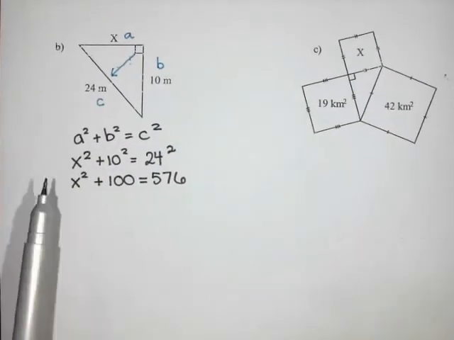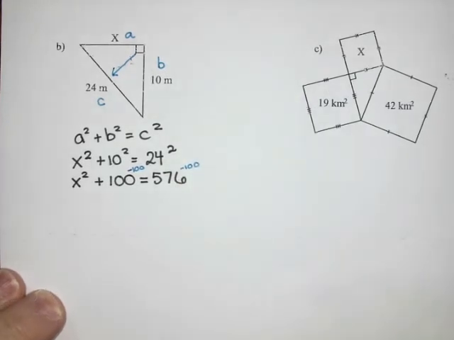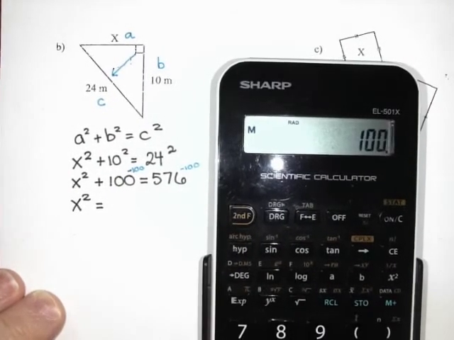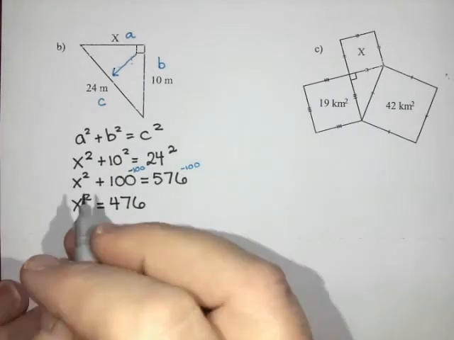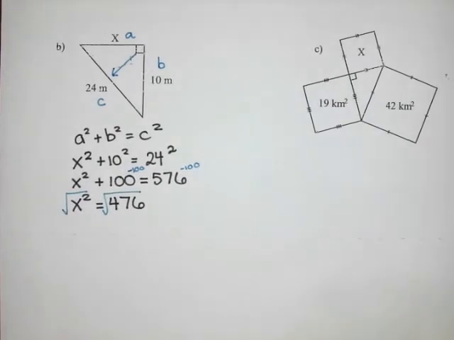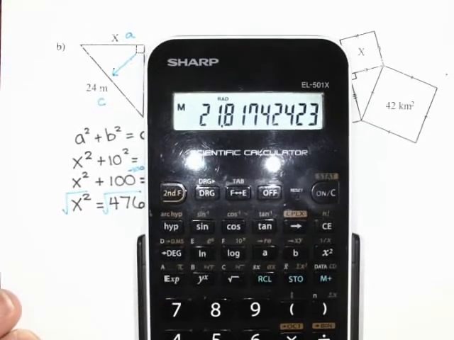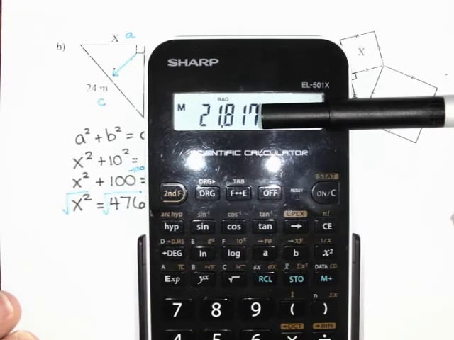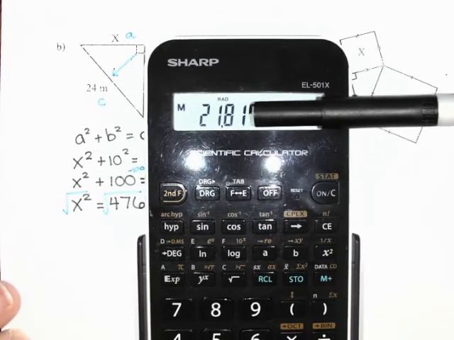So in order for us to solve for X, I'm going to start by subtracting 100 from both sides. So X squared equals 576 take away 100, which is 476. And then to cancel out that square, I'm going to do the opposite and square root. The square root of 476 is a decimal. So I notice that I have 21.81. I take a quick peek at the next number. It's a 7. If that number is a 5, 6, 7, 8, or 9, I'm going to bump that one up. Since it is a 7, that's exactly what I'm going to do. So this is going to be 21.82.